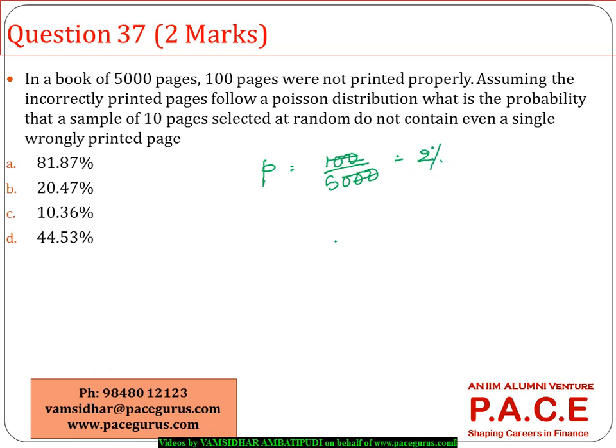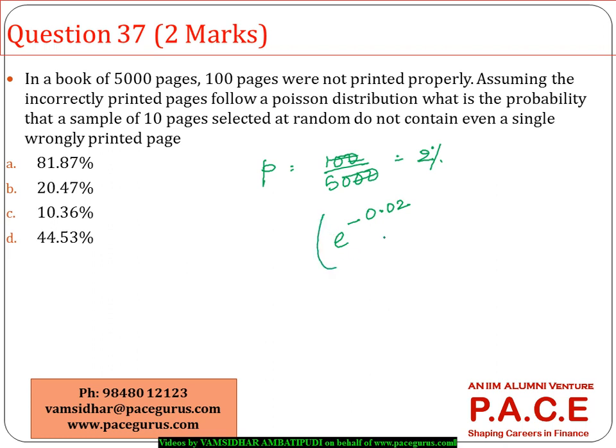Assuming incorrectly printed pages follow a Poisson distribution, what is the probability that a sample of 10 pages selected at random do not contain even a single wrongly printed page? So what is the chance that a page was wrongly printed, at least one page is wrongly printed? If I have to say that there is no wrong printing at all, I could very well take it as e power minus 0.2, or e power minus 2%.